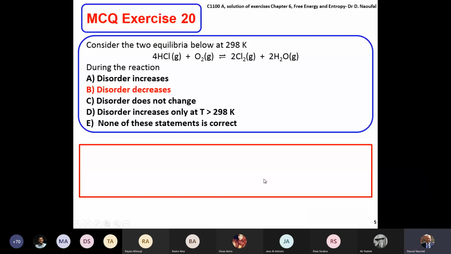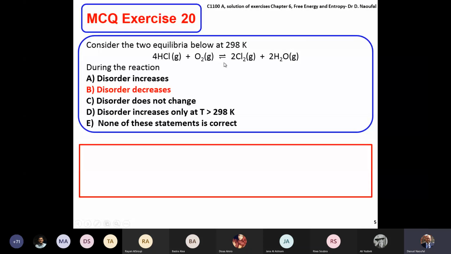MCQ 20. Consider the following equilibrium at 298 Kelvin: 4HCl gas plus O2 gas gives 2Cl2 gas plus 2H2O gas. First, I have a remark. When they say consider the following equilibrium at 298 Kelvin, that does not mean that this reaction is at equilibrium.